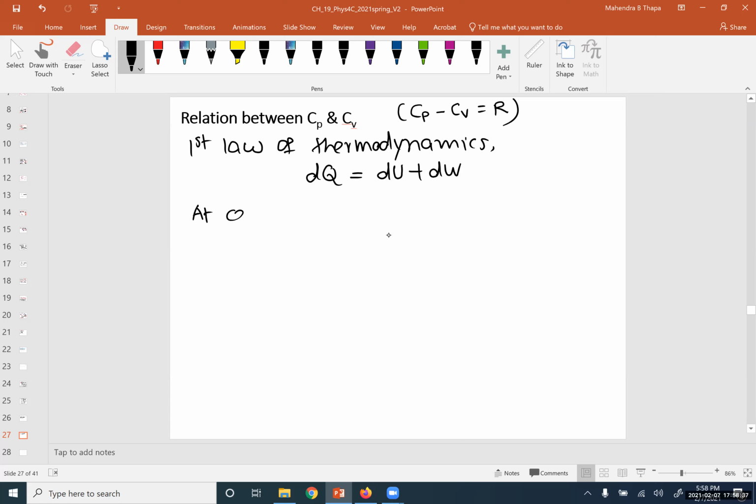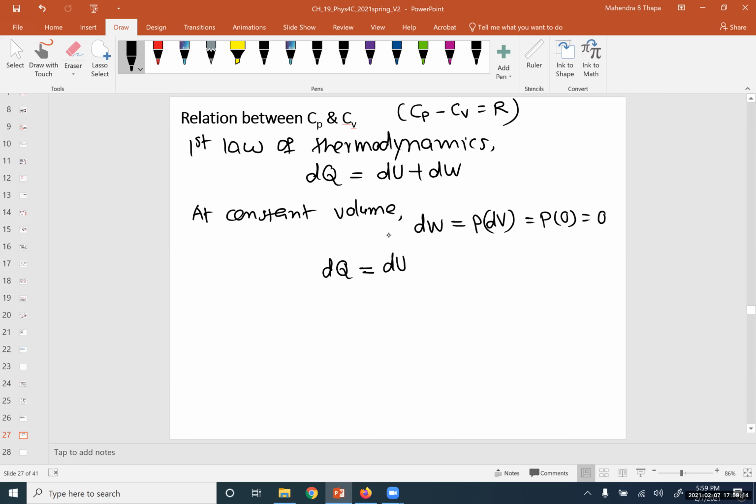At constant volume, the work done will be 0 because work done is equal to P times dV. If we have constant volume, then dV will be 0, so P times 0 will be 0. So in this situation, the total heat supplied will be used to change the internal energy of the system.